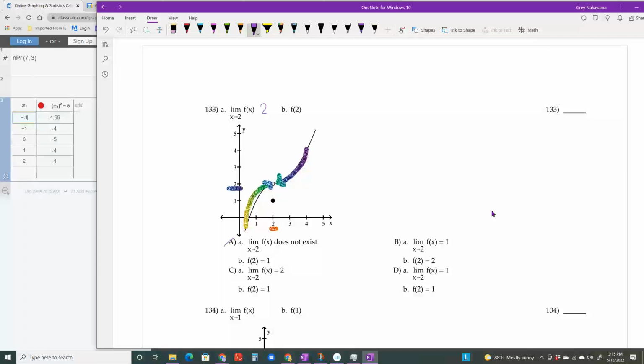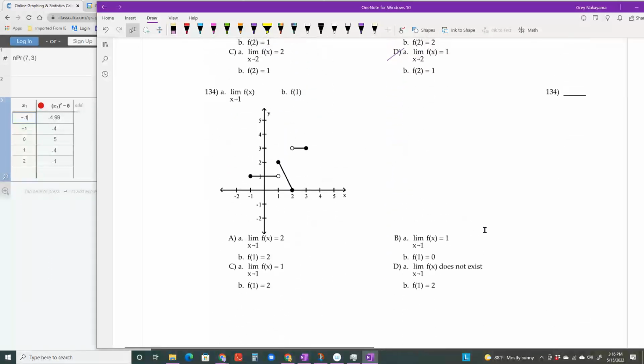Well, that says it doesn't exist. It does. C says 2, B says 1, and D says 1. And the limit is not 1. But this is an example. F of 2, y'all, is 1. That's where the dot is colored in. So that's the value of the function. So my answer for 133 is C.